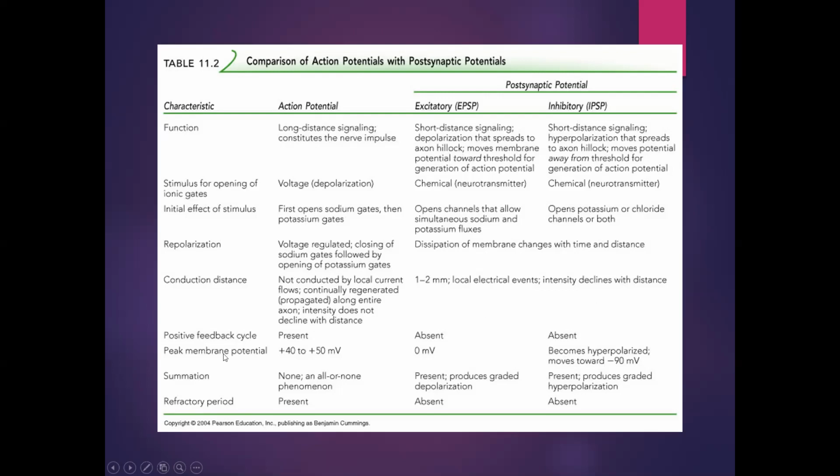It shows how far, a positive feedback cycle, where one gate opens the other and another. And then remember we said +30, 40, 50, that's close. Remember, this is going to be hyperpolarized, so it's going to go towards -90. And then no summation, because remember, once you get an action potential, it travels all the way down. So it doesn't get stronger and stronger and stronger as it goes, but we absolutely have summation.